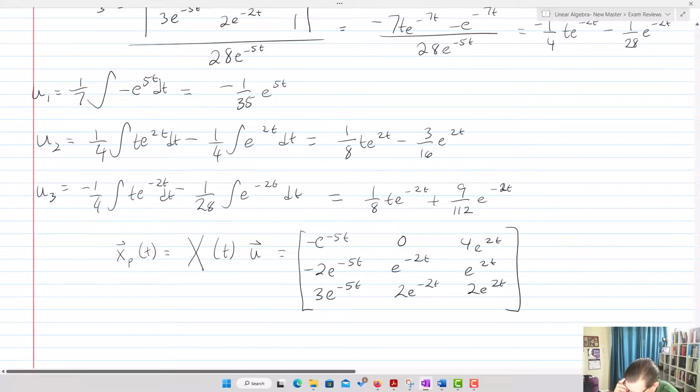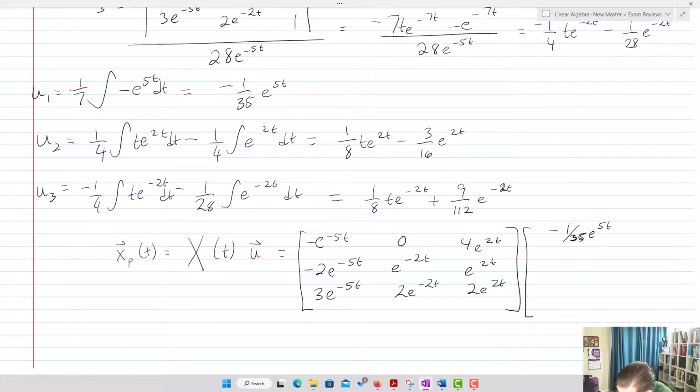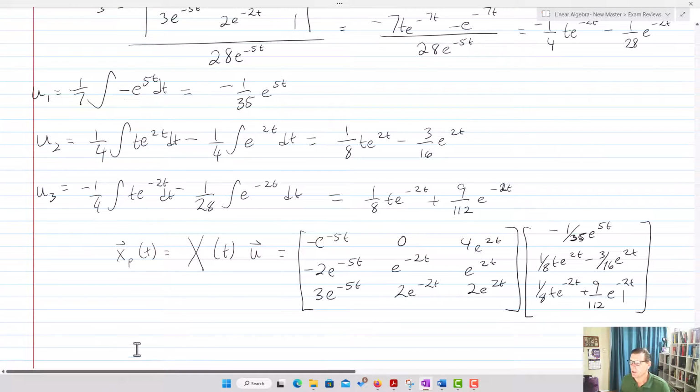Multiply that then by, in this case, the vector negative 1/35 e^(5t), 1/8 te^(2t) minus 3/16 e^(2t), 1/8 te^(-2t) plus 9/112 e^(-2t). And we're just going to multiply those two things together.